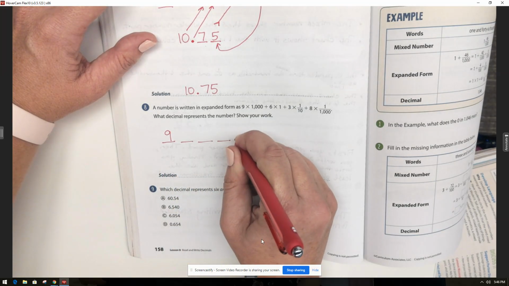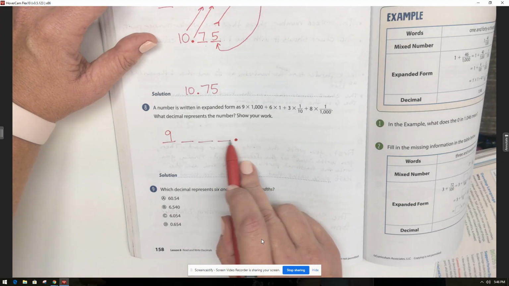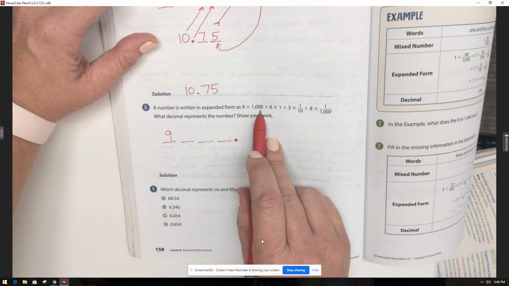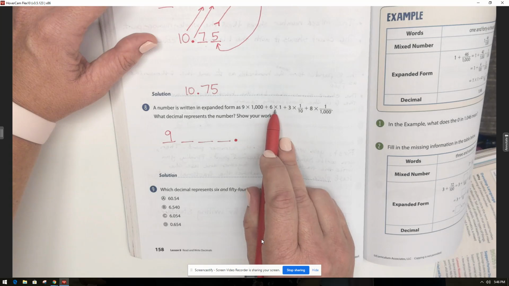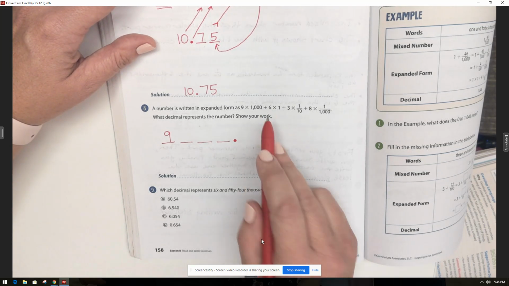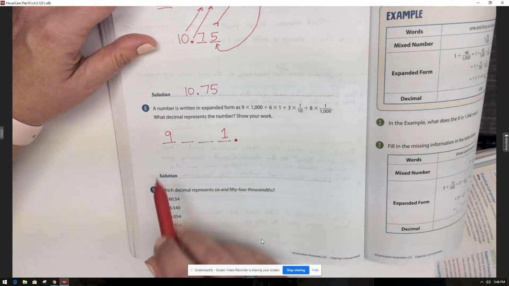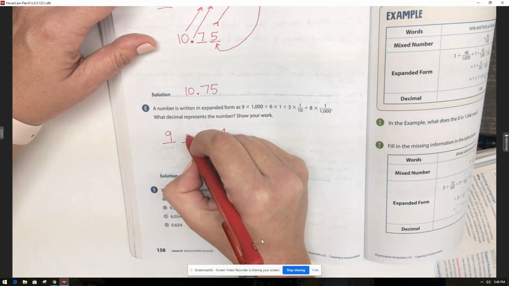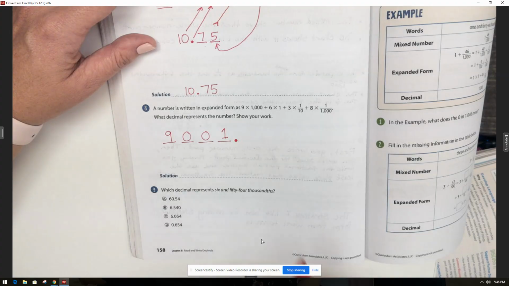Our decimal, that's right. Never forget to put your decimal to the right of the ones place. Now, we have 9 thousands. And then we are going to add to that 6 times 1. So how many ones do we have? 6. So this 6 is going to go in the ones place. Now, can we leave it empty? No, we need to add our 0 placeholders. So we're going to add 2 0 placeholders.